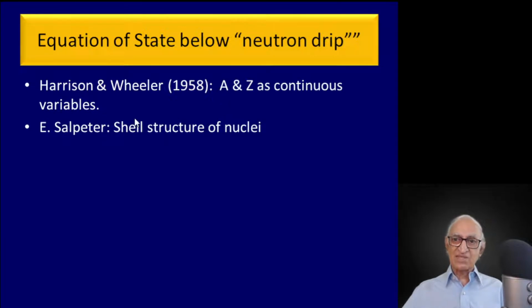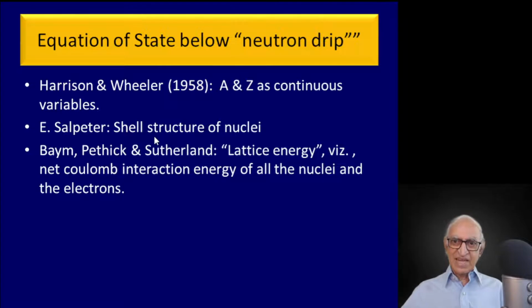Then somebody came and said, well, you have to remember that the nuclei have shell structures and there is energy associated with packing them in different shells. All right, you take that also into account. These are refinements. Then Baym, Pethick and Sutherland said, but look, you have forgotten lattice energy. You're only talking about energy of the nuclei, competition between surface energy and volume energy.